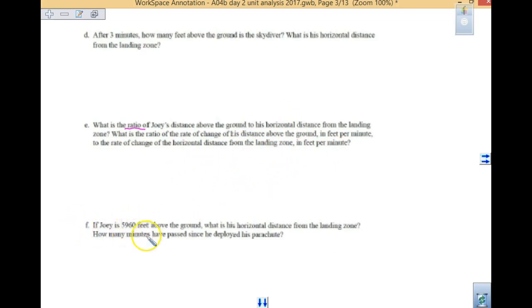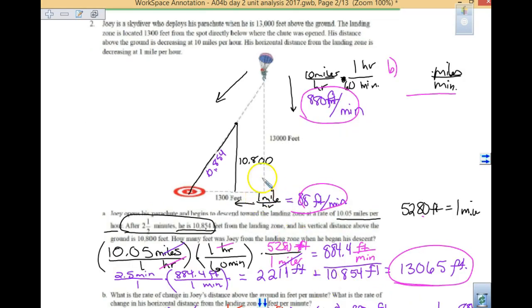Then part F says, okay, you are 5,960 feet above the ground. What is the horizontal distance? How many minutes? This is which distance? Is it diagonal or vertical? Vertical. This is the vertical. So if you got mixed up, this was the vertical. It's now 5,000, right? That's the vertical. So you're already kind of over here. You're 5,000. This was 10,000, right? The vertical is now at 5,000.